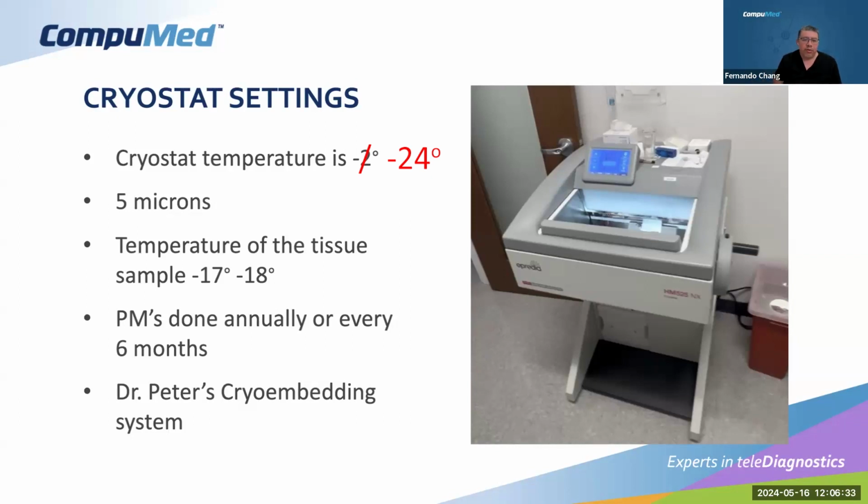The sections also are 5 microns and should be at 5 microns, because if we have over 6 or 7 microns, it's going to be a superposition of layers of cells.